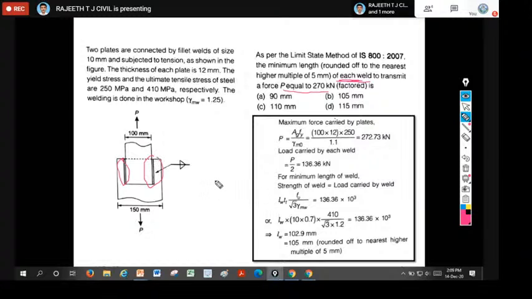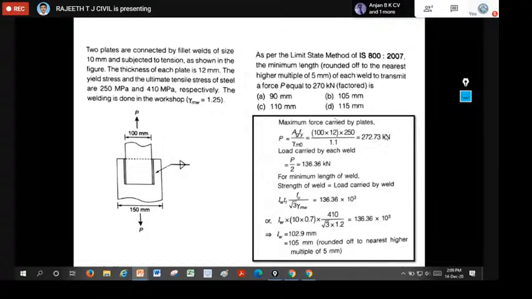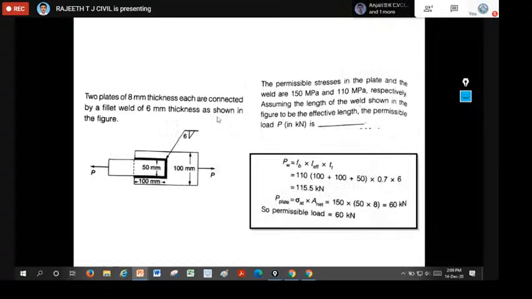The total length of the weld for the entire problem, for the entire load, is 210 millimeter, 105 plus 105, whereas for each weld the answer is 105 millimeter. This is your answer for how to calculate the length of the weld required for the given problem. Then we move on to one more problem here.